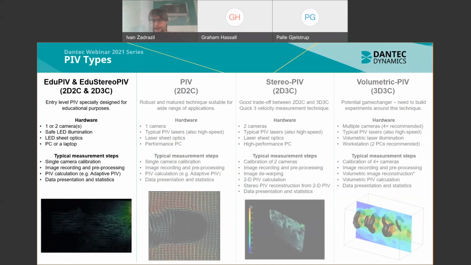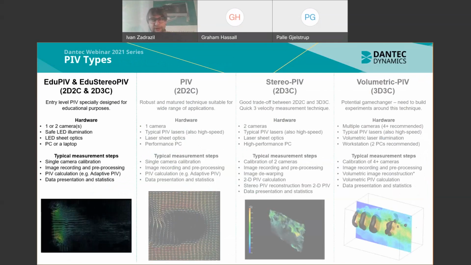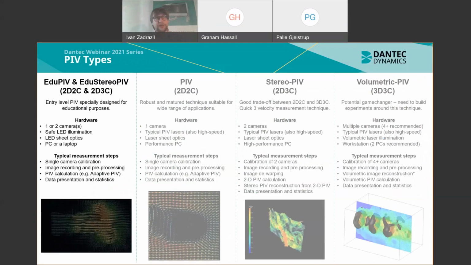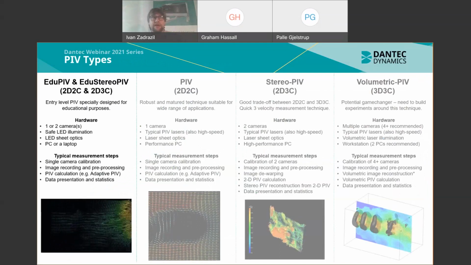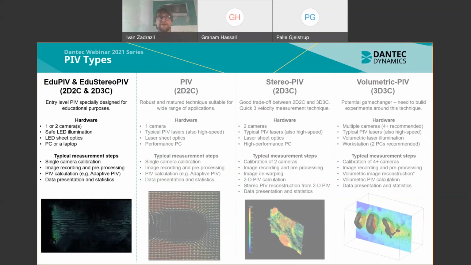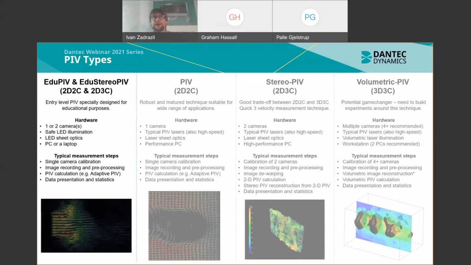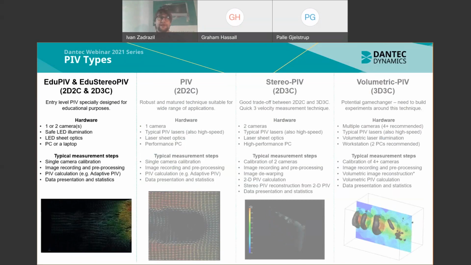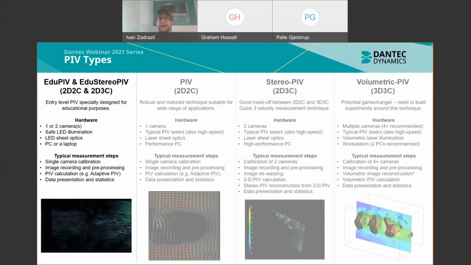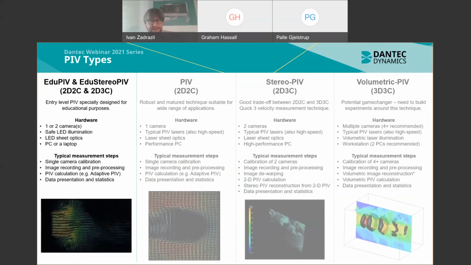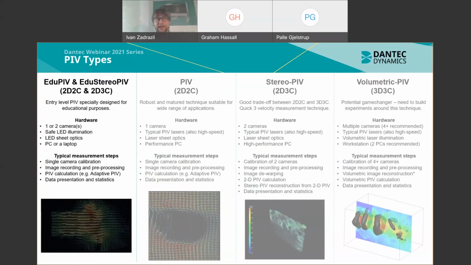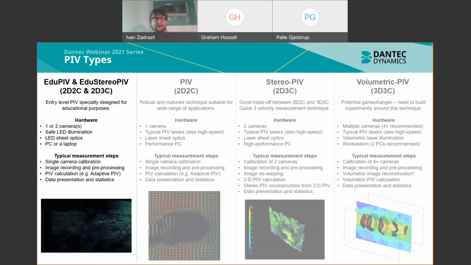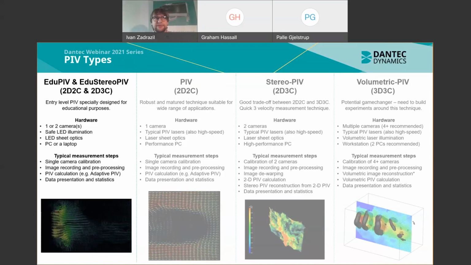Here on this slide, I'm going to talk about what different PIV techniques we have. Let's start with Edu PIV and Edu Stereo PIV. This is an entry-level PIV, specifically designed for education purposes. Hardware-wise, you have either one or two cameras. We do not use lasers. We use safe LED illumination, and of course LED sheet optics to illuminate the particles. And then there's a PC or laptop.